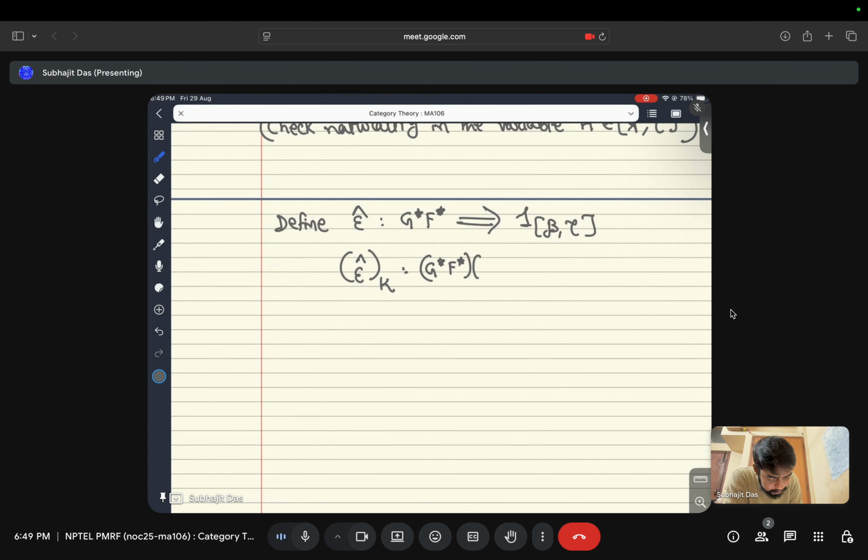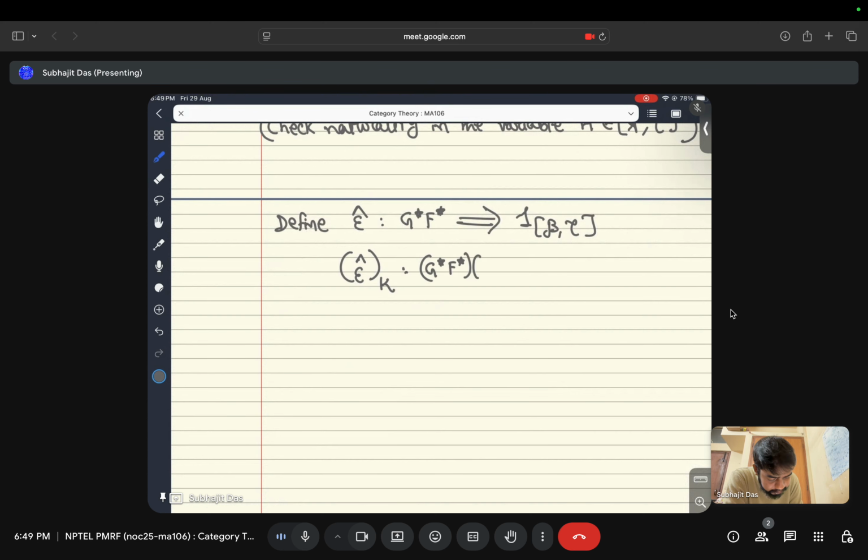So what do I essentially mean by naturality? That this should be a natural transformation, which means that if you take any arbitrary arrow in the functor category from B to C, so any natural transformation from some functor K to some functor K prime, you should have a square, and that square should be commutative, right?